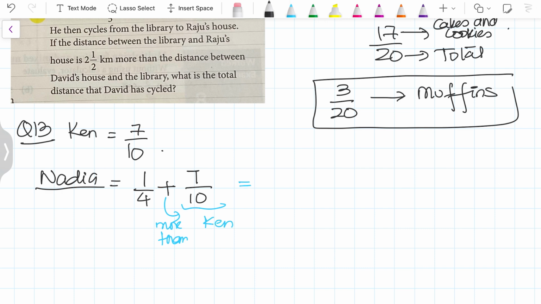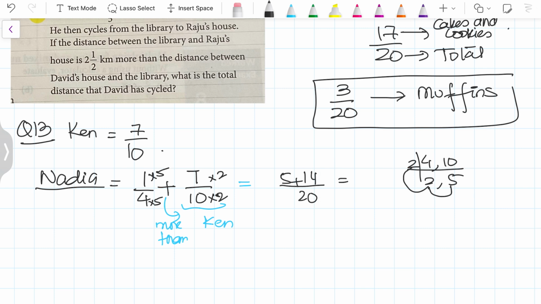So we have to make the denominator the same. 4 and 10: 2 times 2 and 5. So 5 times 2 is 10, 10 times 2 is 20. 5 plus 14 gives you 19 upon 20.